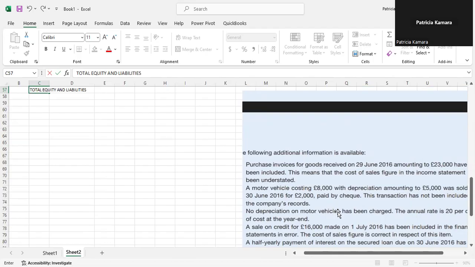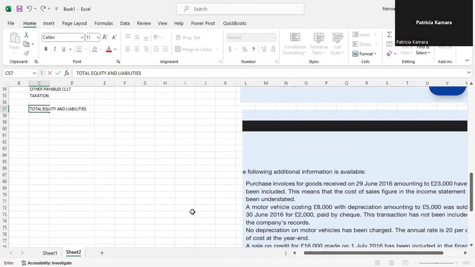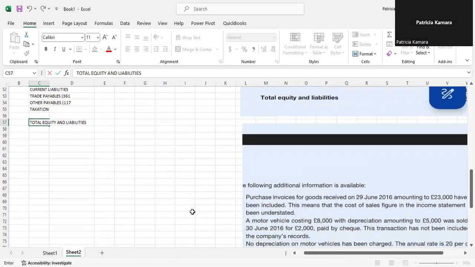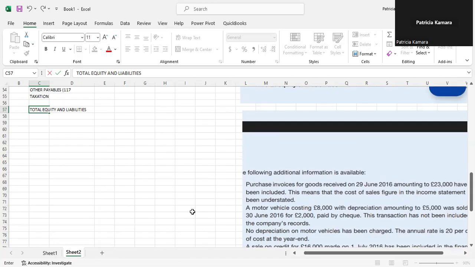Okay, our accounting period ends at 30th June. So whatever transaction takes place on or before that date, we have to include in our financial statement for that period. So we've seen that on 29th we had received goods, and we received a purchase invoice amounting to 23,000, but we had not included those things yet in our books. So now we have to reflect the £23,000 in the books.